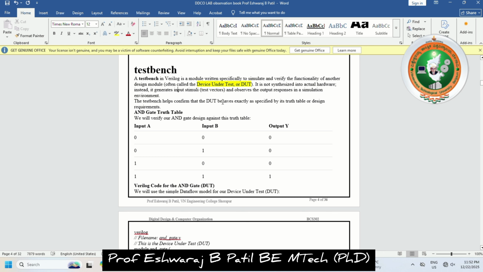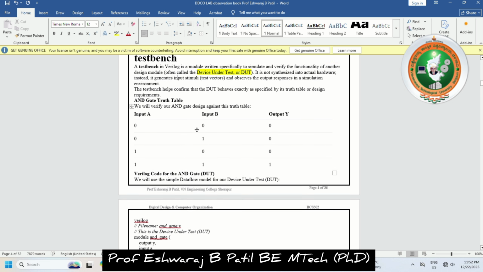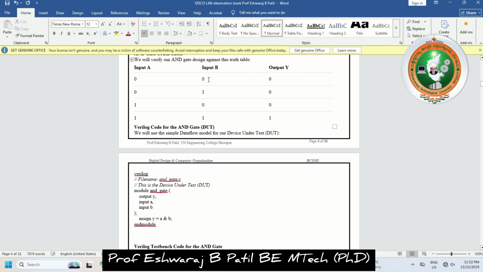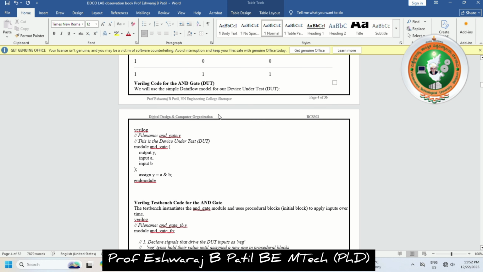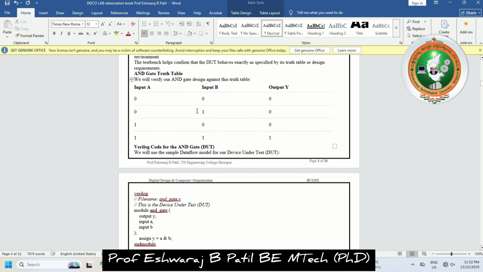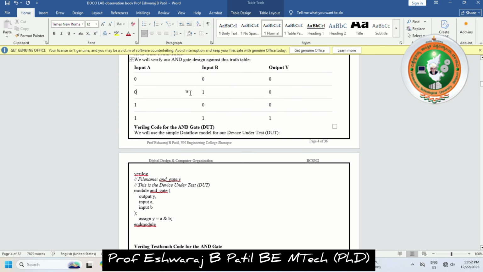We can also see the gate level truth table for the AND gate. Here the inputs a, b and output y: 0 0 0, 0 1 0, 1 0 0, 1 1 1. If both inputs are 1 then only the output is 1, otherwise it's 0. With the help of this truth table we write the test bench input combinations. A and B have the input combinations 0 0, 0 1, 1 0, 1 1. These are the 4 combinations I am writing here, so that I can verify the output for each of these 4 input combinations.